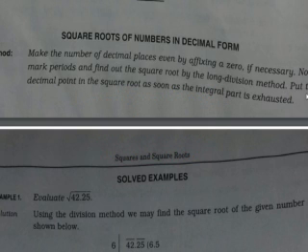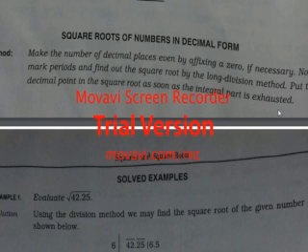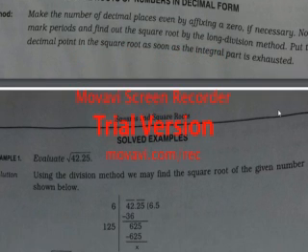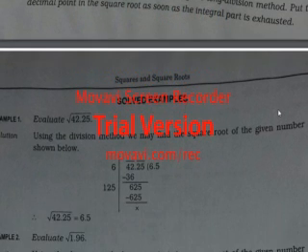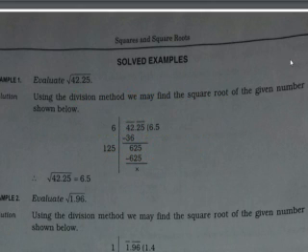So if you'll see, put the decimal point in the square root as soon as the integral part is exhausted. Do you know integral part? Integral part means that part which is just before the point. So if you will see over here, page number 55, it is the first example here.